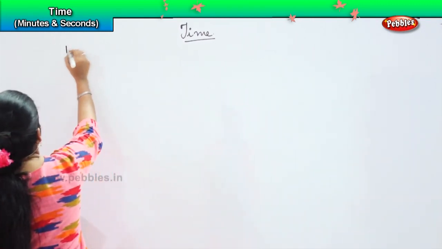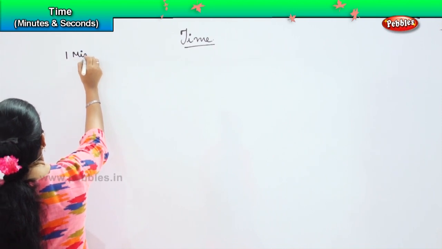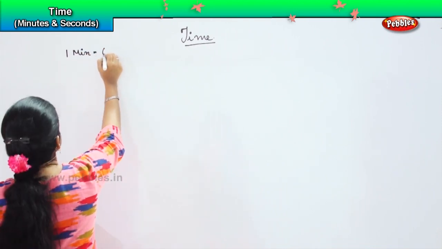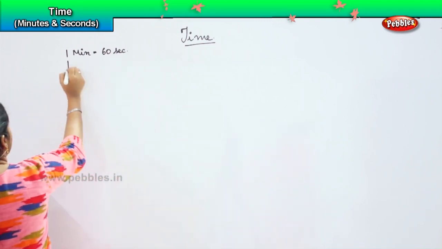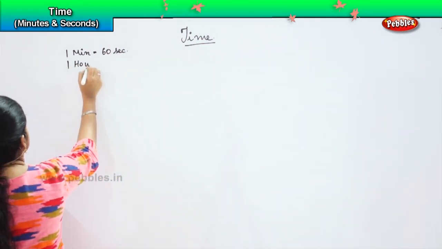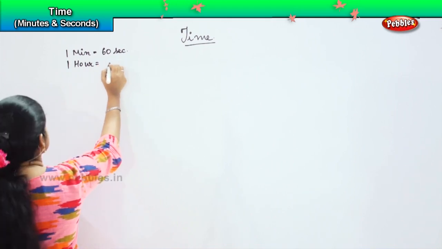So now children, here we will be learning a few more concepts before beginning our sums. Okay. So as I told you earlier, 1 minute gives me 60 seconds. Okay. 1 hour gives me 60 minutes.